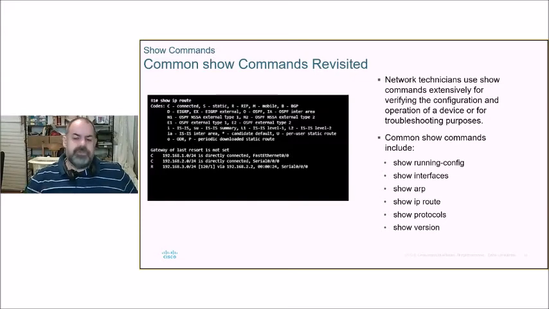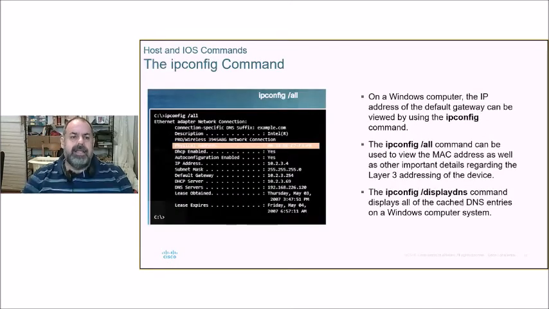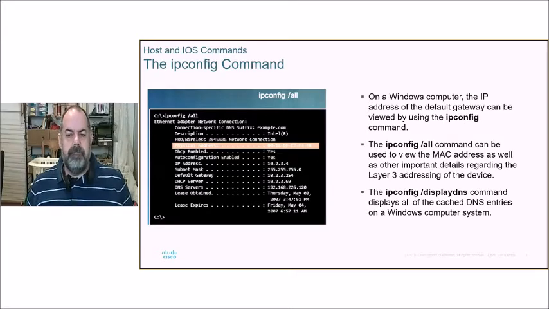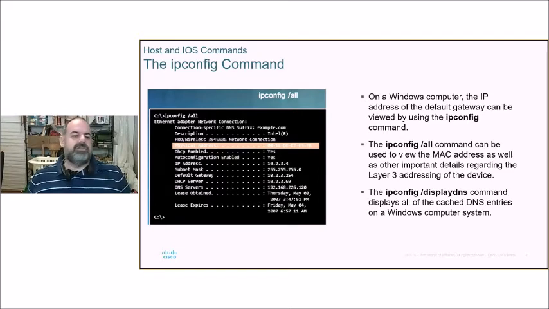Show version, of course, gives you information about the router itself and how much RAM it's got, what version of the operating system, and interfaces and all kinds of stuff like that. So it is good information. Now, you can do ipconfig on a host, or ipconfig /all, which of course gives you all of your information. It gives you things like your MAC addresses, as well as DNS servers and DHCP servers, the whole lot. So a wealth of information there.